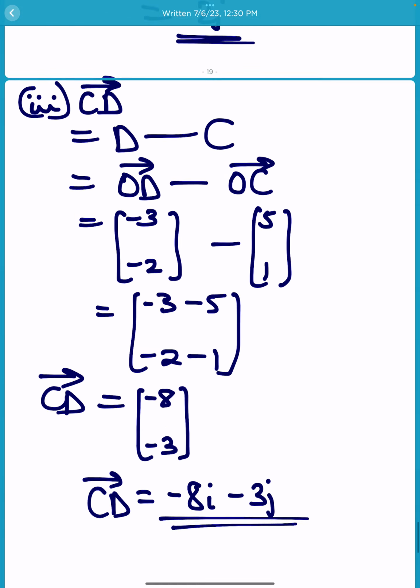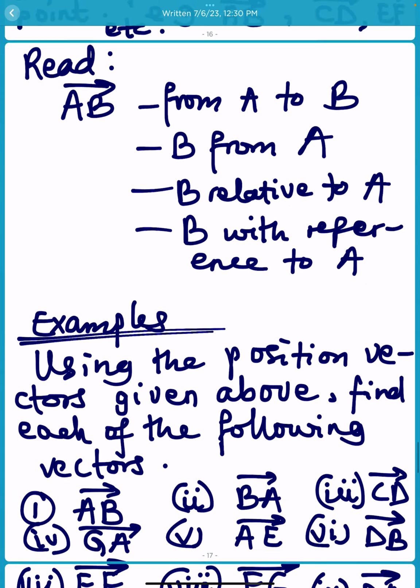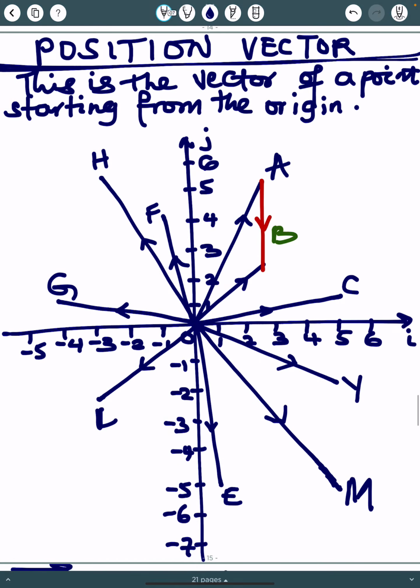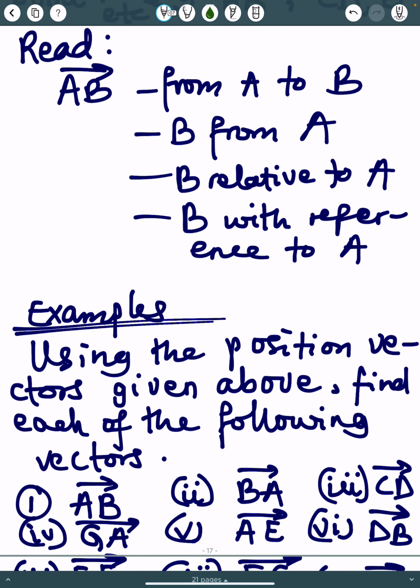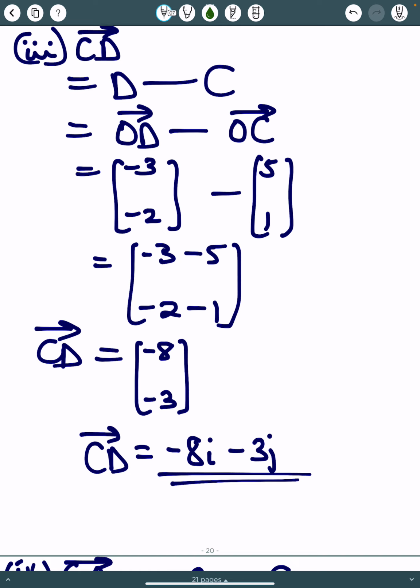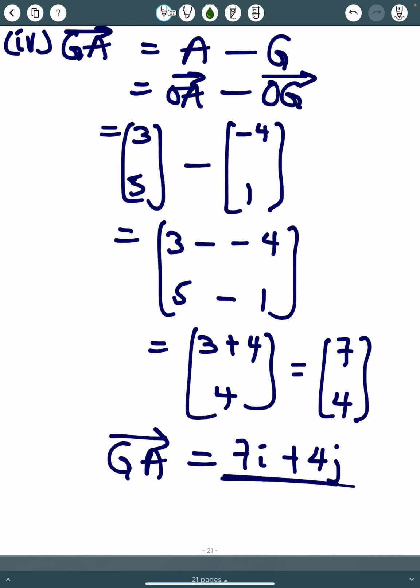Let's draw vector GA. GA is the vector from G to A. So I'll start at G. Let me draw it with the green line. Start at G and draw the vector to A. Take note of the direction of the arrow as it is pointed. So on and on like that, you find the relative vector of each one. So you have to do this as your exercise.